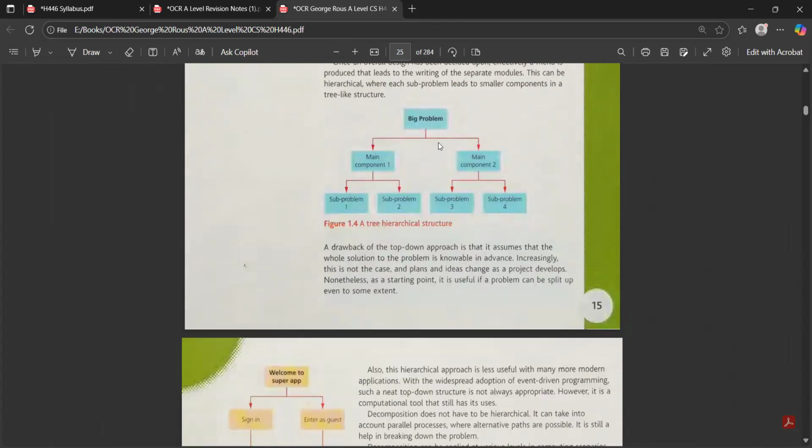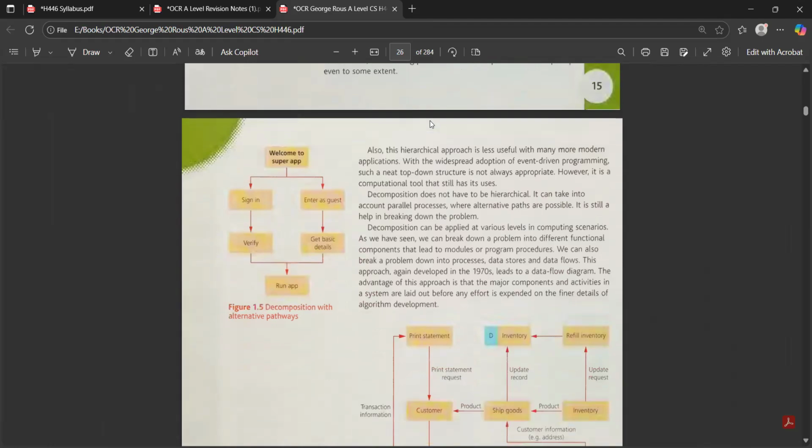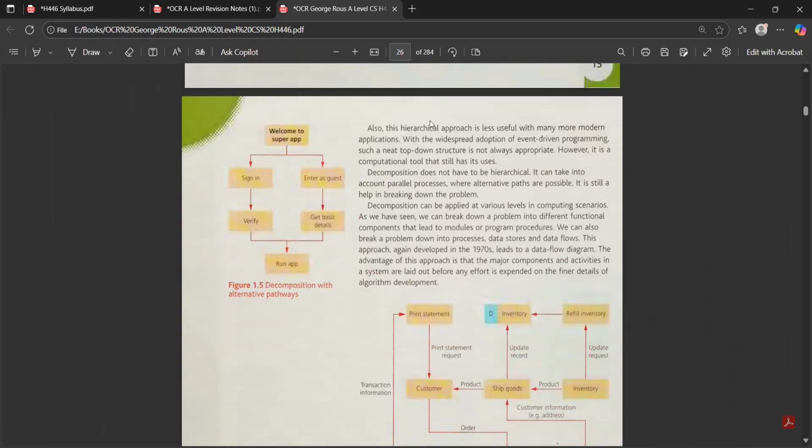But a drawback of that is it assumes that the whole solution to a problem is known in advance. So this hierarchical approach is also less useful with many modern applications. Decomposition does not have to be hierarchical. It can take into account parallel processes as well, and alternate processes as well if needed.